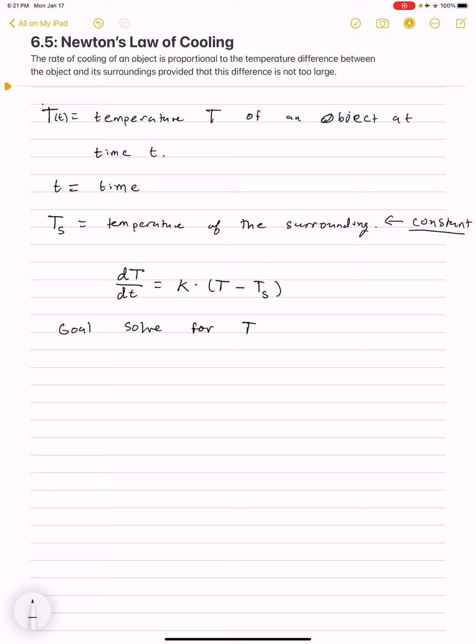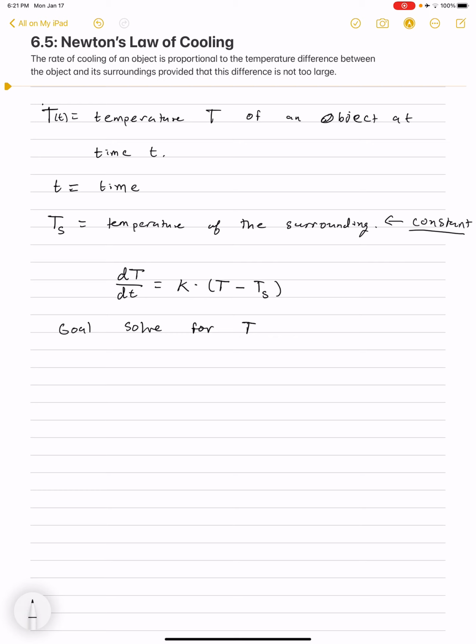And I should also mention, as stated, Newton's law of cooling talks about a rate of cooling. Well, the rate of cooling is the derivative of the temperature. After all, if we have temperature, the thing that describes how that object changes is the derivative.